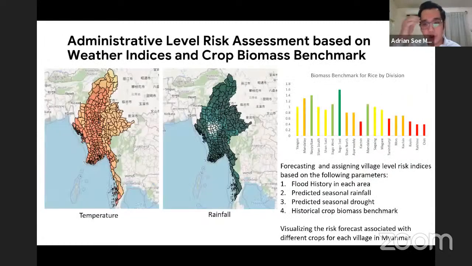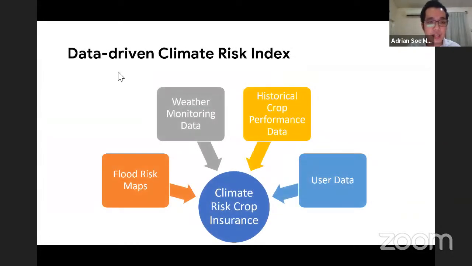So this is an example of how we categorize risks for different areas in Myanmar using the previously mentioned satellite data. We combine the flood history, predicted seasonal rainfall, predicted seasonal drought, as well as the historical crop benchmark. And then we can come up with very specific risk indices for different crops and different villages all over the country. And as a next step, we're going to be synthesizing this data to create climate risk insurance products for smallholders in Myanmar in the future. This is going to be the first of its kind in the country.